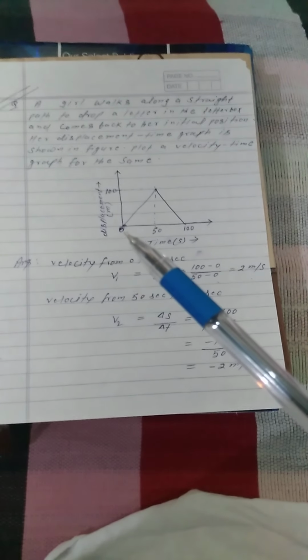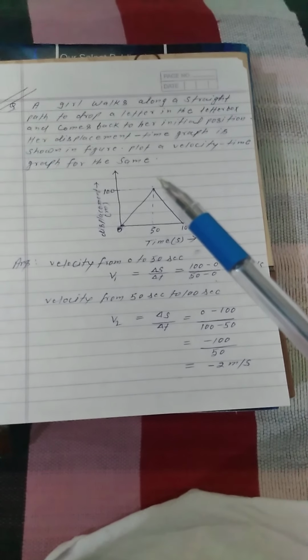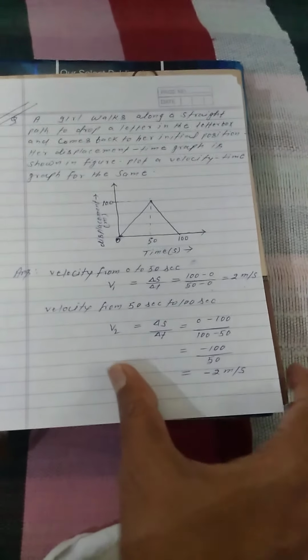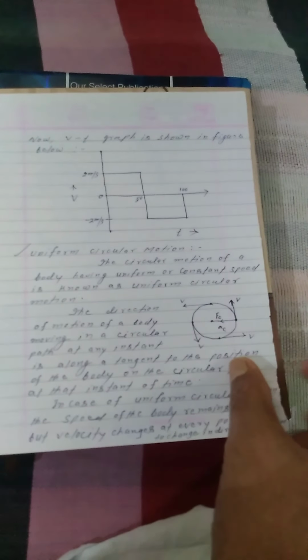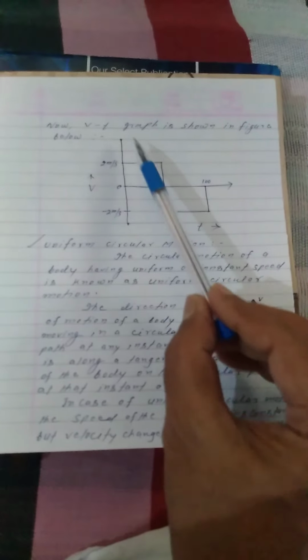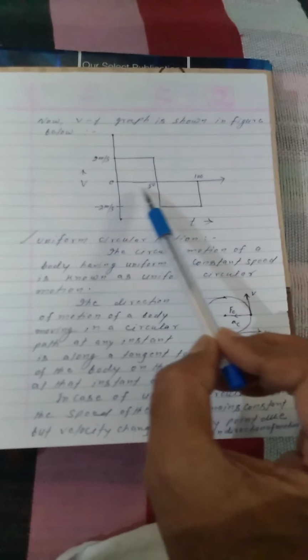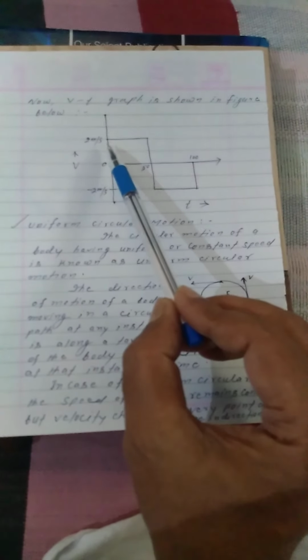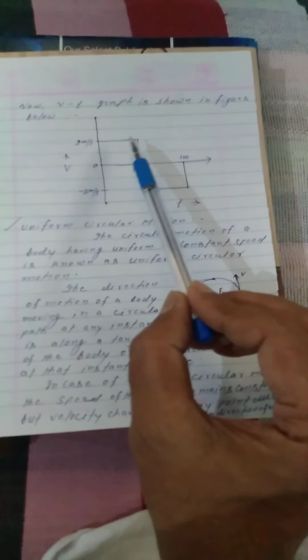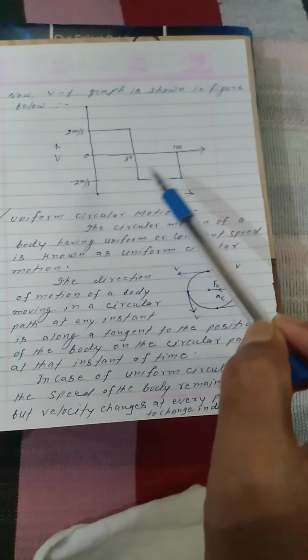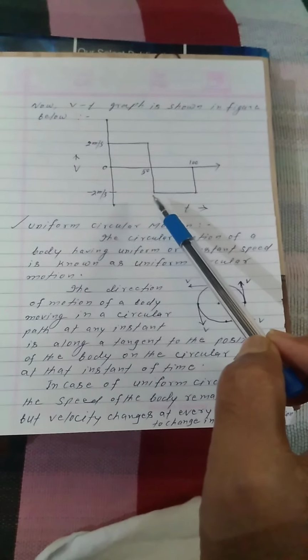So in the first case the velocity is positive, in the second the velocity is negative. So its graph is like this. In 0 to 50 second, the velocity will be positive, that is equal to 2 meter per second. In 50 to 100 second, it is negative, minus 2 meter per second.